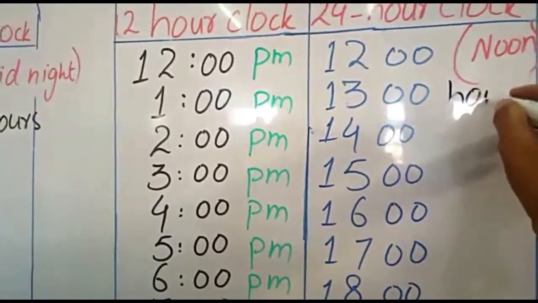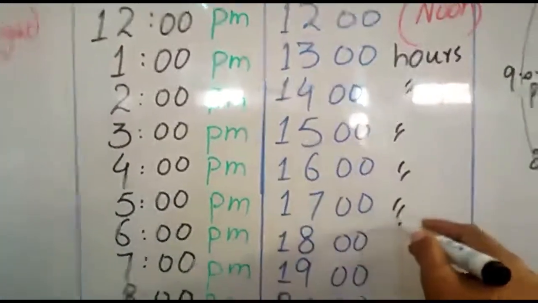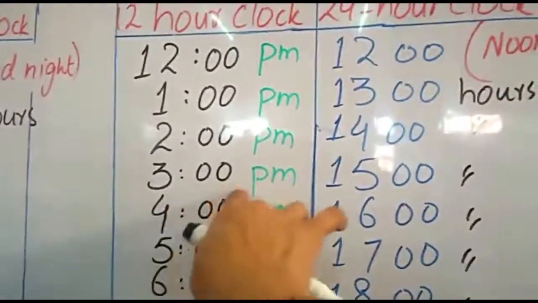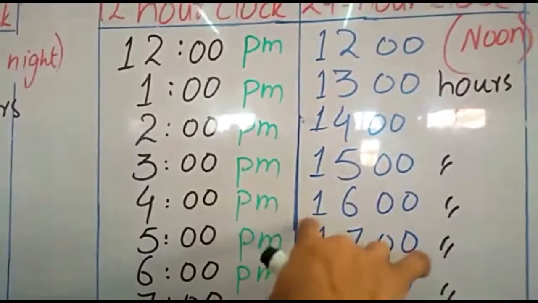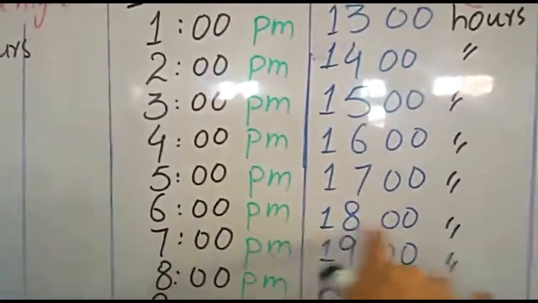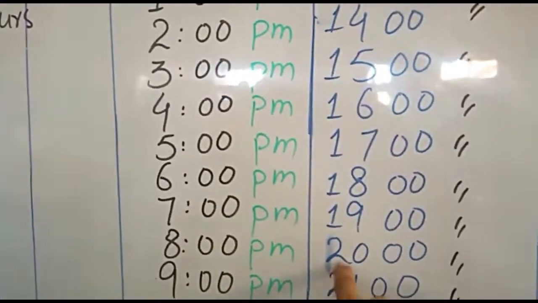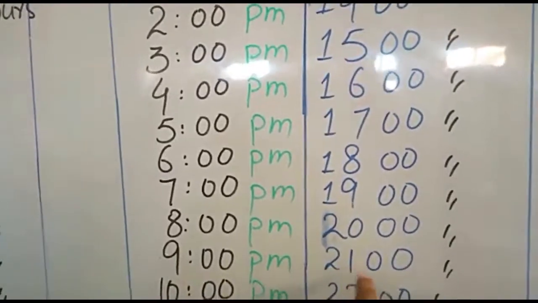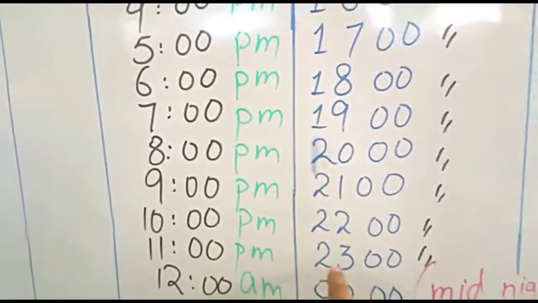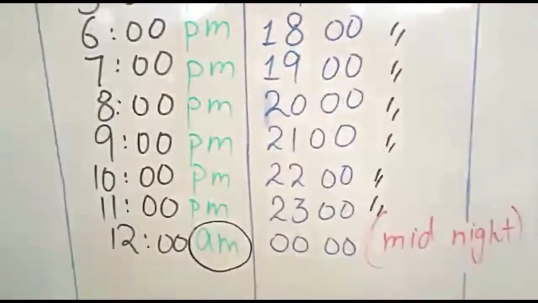Again we can write hours. 3 p.m., 15 hours, 4 p.m., 16 hours, 5 p.m., 17 hours, 6 p.m., 18 hours, 7 p.m., 19 hours, 8 p.m., 20 hours, 9 p.m., 21 hours, 10 p.m., 22 hours, 11 p.m., 23 hours, and 12 again. See the difference? 12 is again now midnight.